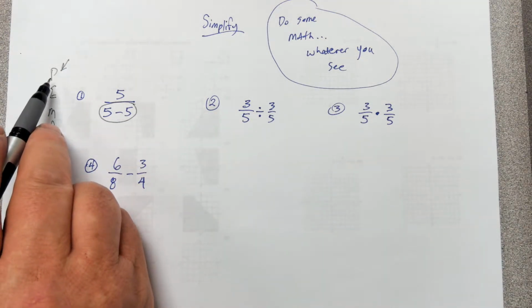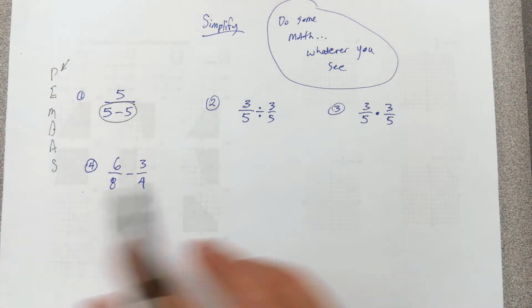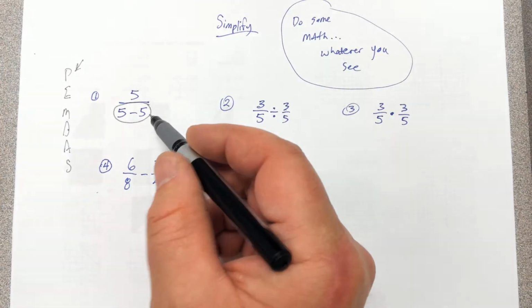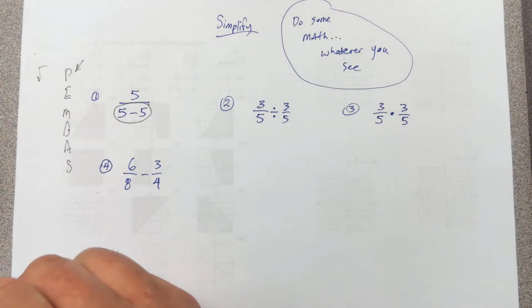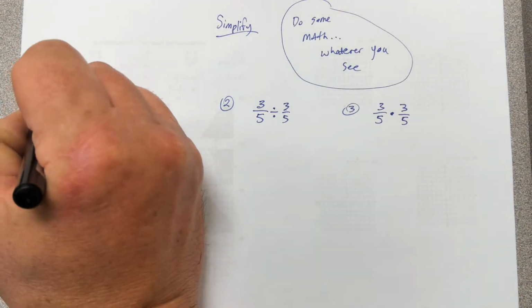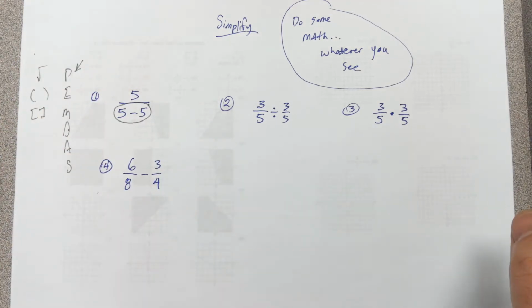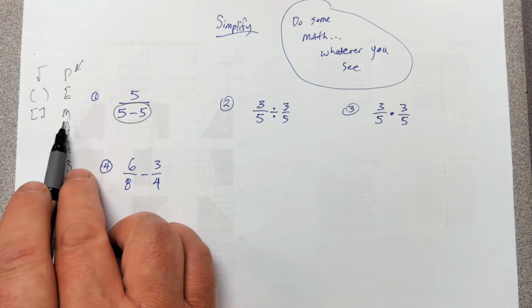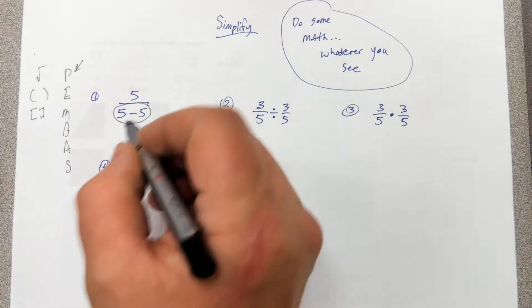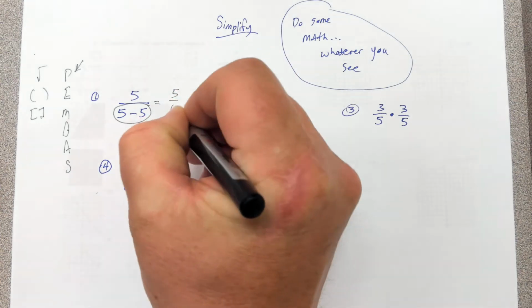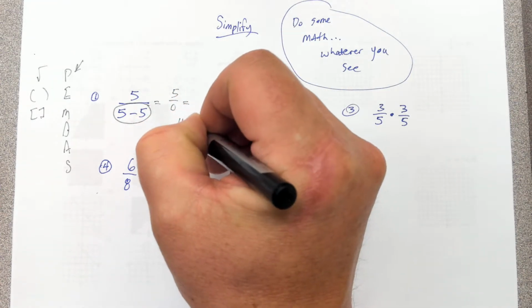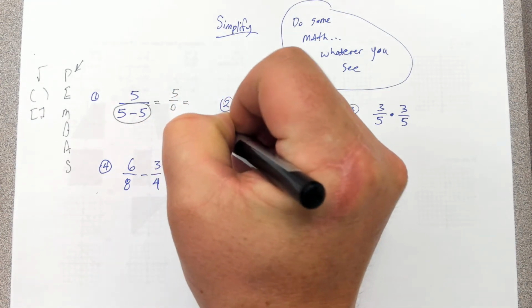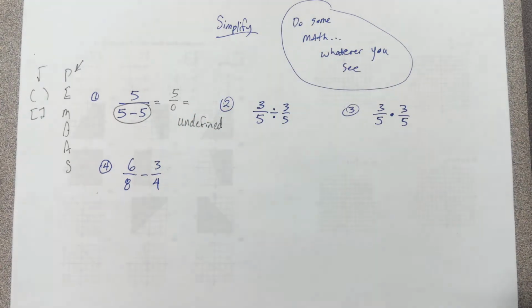We say P stands for parentheses, but it means anything in a group, which could be a fraction, it could be a square root, it could be parentheses or brackets or all kinds of stuff. Anything in a group you have to do first. And then you do the rest. Exponents, multiply, divide, add, subtract. So here, that's 5 over 0, and that is undefined. Just like you guys said. Okay.